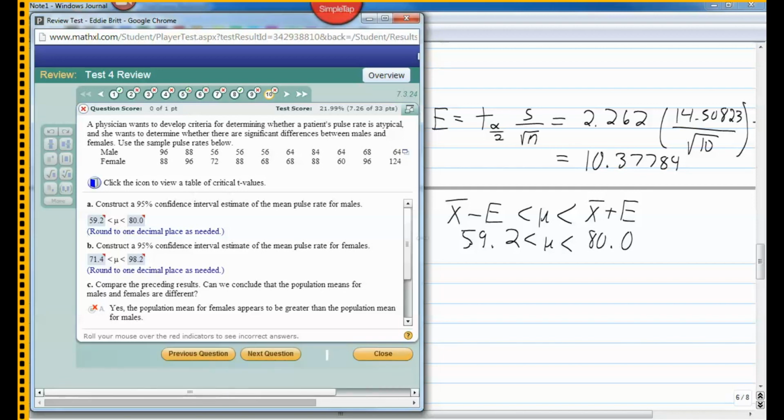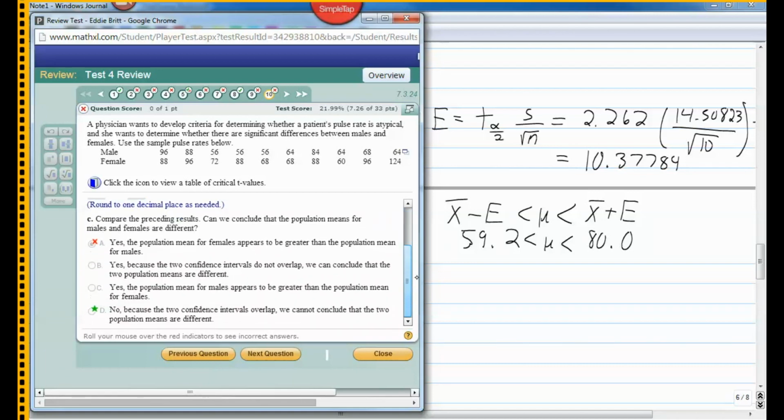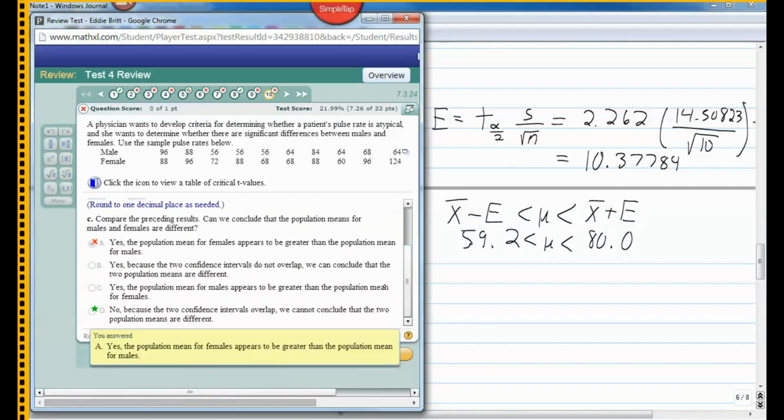Part C says, comparing the preceding results, can we conclude that the population means for males and females differ? Do these intervals overlap? It looks like they do a little bit, right? This top end is 80, this bottom end is 71. So these intervals would overlap. So I wouldn't think that they would be different, really, because there's a chance that they're the same. Let's see. No, because the two confidence intervals overlap. We cannot conclude that the two population means are different. All right, so that's why. And that's problems.